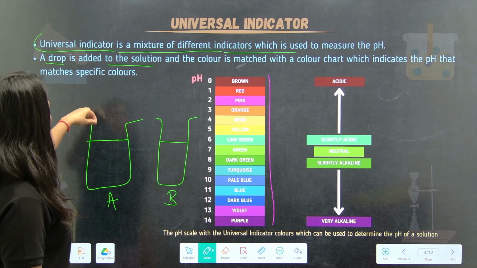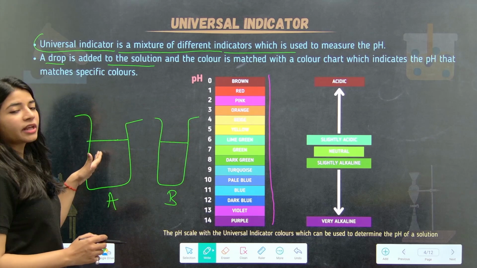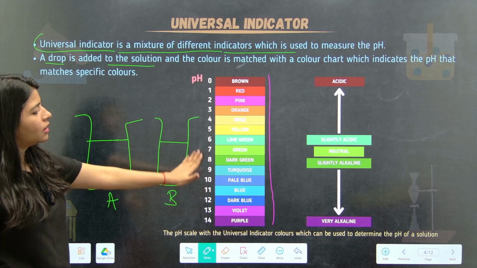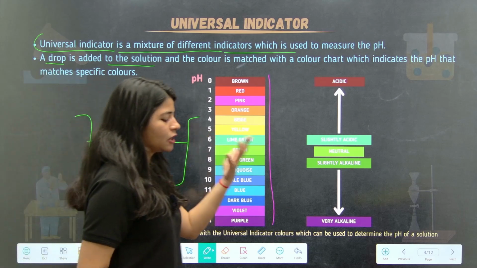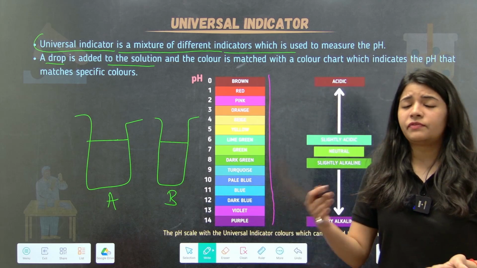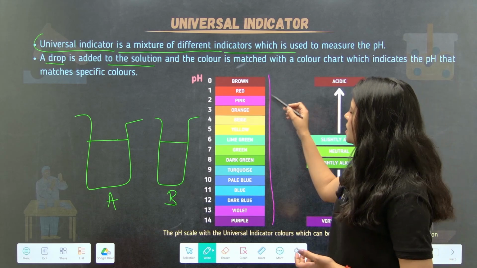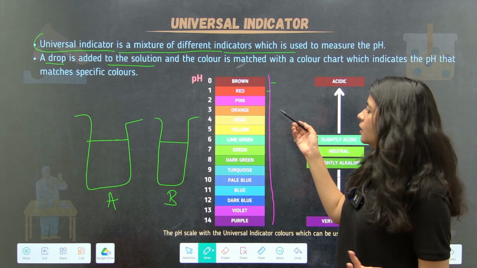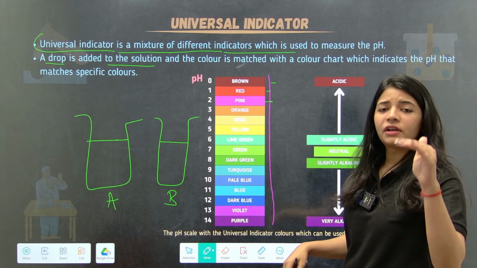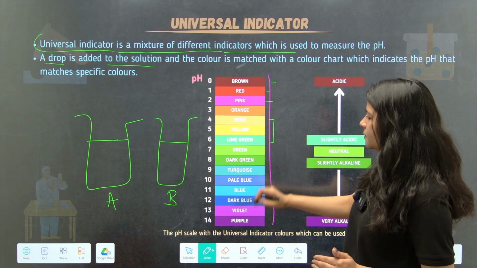So what do we do? We put a drop of this in the solution, and whatever color it changes to, we match this with the table given over here, and then we get to know if the solution is acidic or basic. If it is acidic, then what is the strength of that acid? For example, if it is strongly acidic, then it will be red or brown in color, or maybe a shade of pink. If it is a weak acid, then the colors will be beige, yellow, lime green, right?